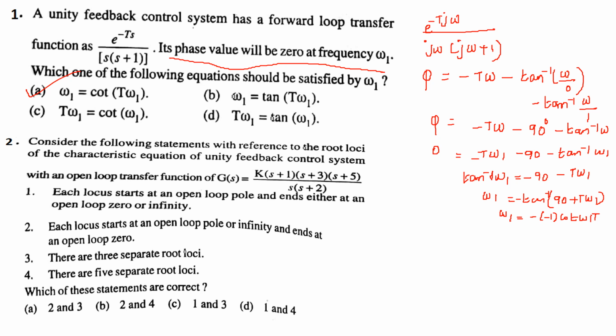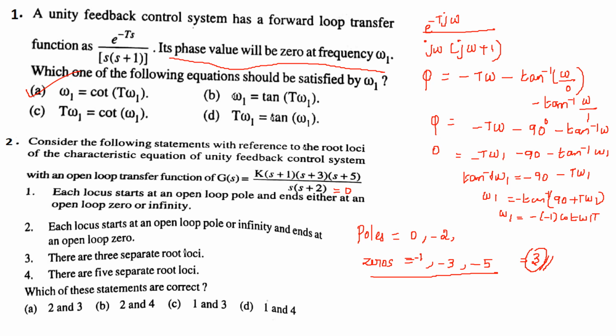Before checking the options, first of all, find out how many poles and zeros are in this given transfer function. The poles are s into (s plus 2) equal to 0, that is 0 and minus 2. And the zeros are minus 1, minus 3, minus 5. Here, how many root locus branches? The number of root locus branches depends upon the number of poles and zeros, whichever is more. Here zeros are more than the poles, so the number of root locus branches is 3.